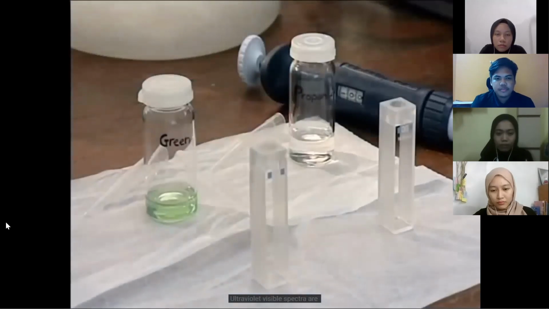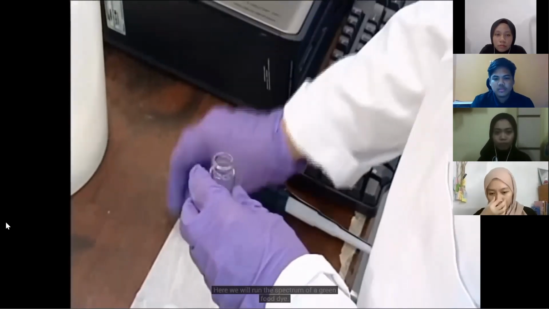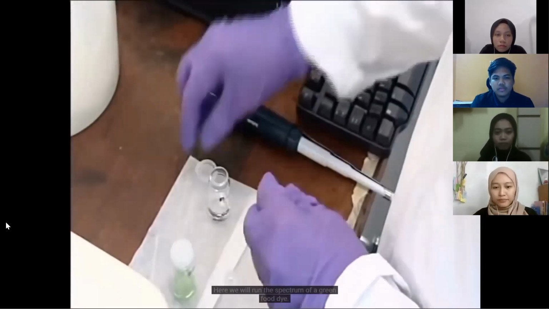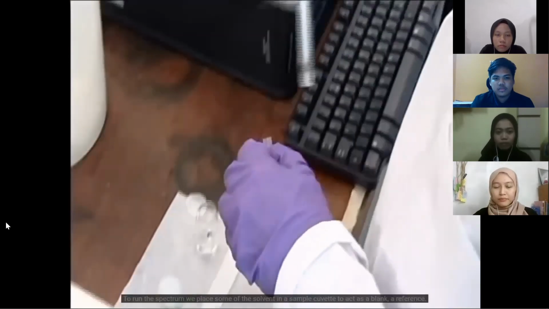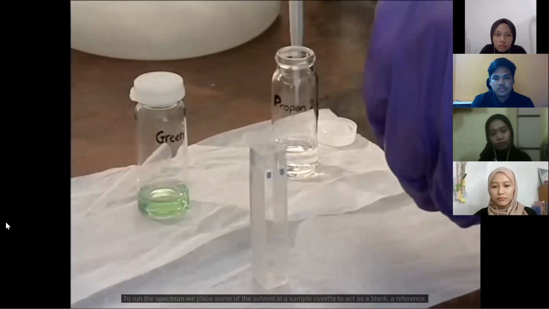Ultraviolet visible spectra are usually run on solutions. Light does not normally pass through solid samples. Here, we will run the spectrum of a green food dye. To run the spectrum, we place some of the solvent in a sample cuvette to act as a blank, a reference.